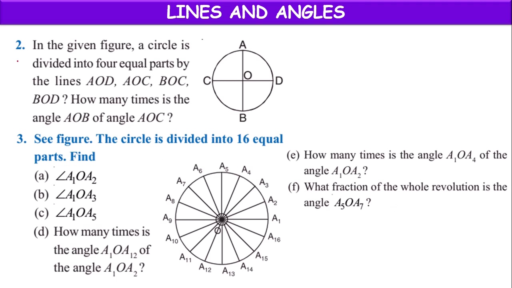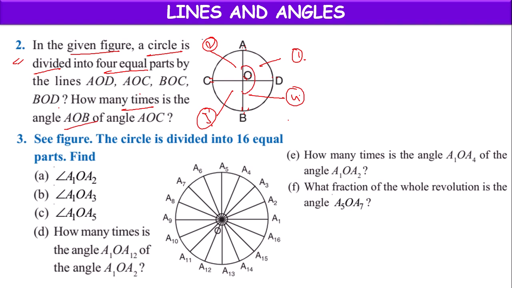Next, second question. In the given figure, a circle is divided into 4 equal parts. So AOD, first part; AOC, second part; BOC, third part; BOD, fourth part. Like that, it is divided into 4 parts. Now the question is, how many times is angle AOB, this total angle, of AOC?